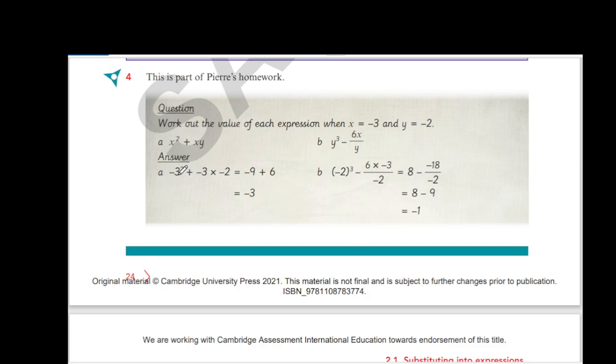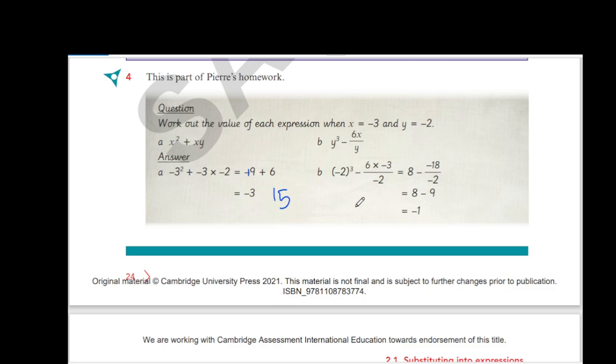By putting the value of x as -3, taking the square of -3 should give +9, not -9. That's why it will be +9, and -2 into -3 into -2 will be +6. So -3 into -2 will be +6, and +9 and +6 will make the answer 15. So the correct answer is 15, not -3.